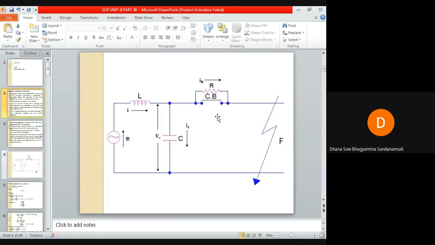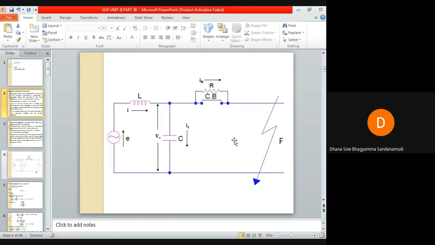If the rate of rise of restriking voltage is higher than the rate of rise of dielectric strength between the contacts, what will happen? The arc will restrike. So to reduce the restriking voltage, the rate of rise of restriking voltage, and the severity of the transient oscillations which occur in the circuit, a resistance is connected. You can see a resistor here. A resistance is connected across the contacts of the circuit breaker. This is known as resistance switching.